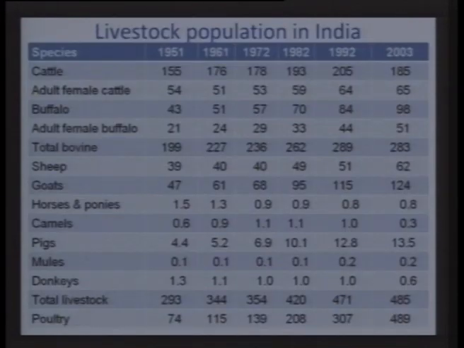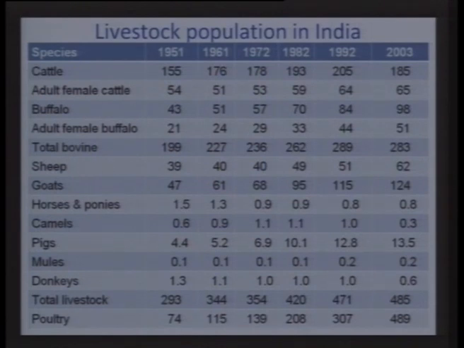If we look at the livestock population in the country, over the years it has been increasing. However, the cattle population has declined during the last two decades, that is 1992 to 2003. This is mainly because of mechanization, and we also find that the horse, pony and donkey populations have decreased, whereas that of mules has increased. But overall, the total livestock population has increased over the years, and that of poultry as well.